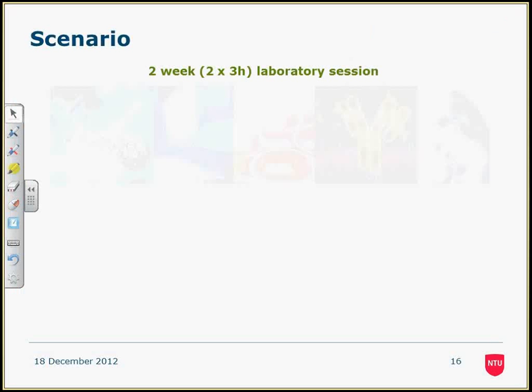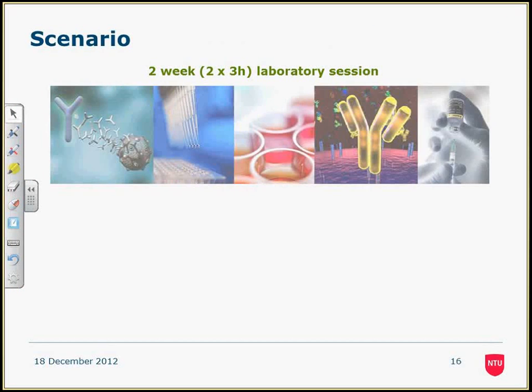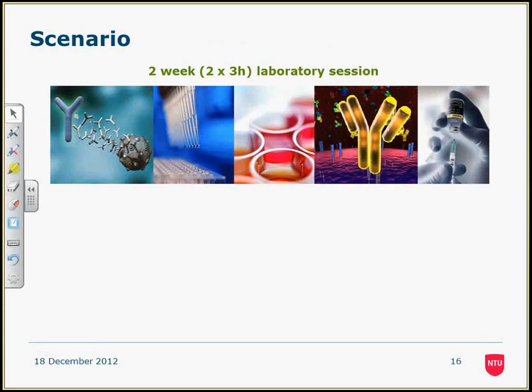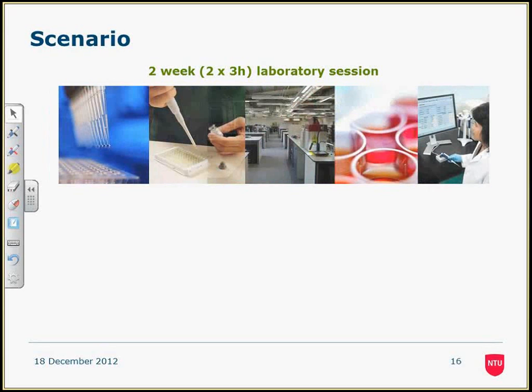So if I just identify the scenario. These students are Year 2 students, they would have a 2-week laboratory session, a 2-3 hour session, where they're understanding the use of biological tools. Just as a mechanic would use sockets and spanners, they're using a particular technique called ELISA. And they do this over a 2-week period.